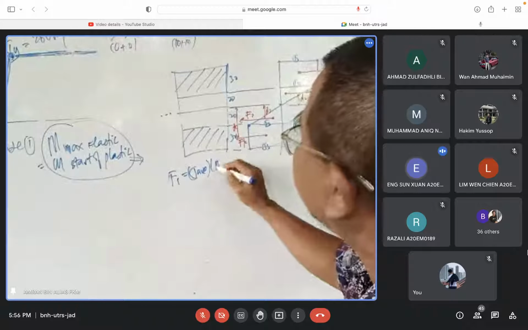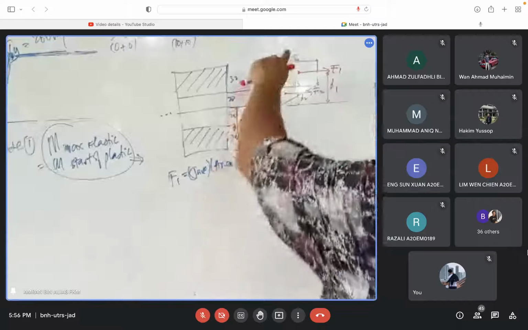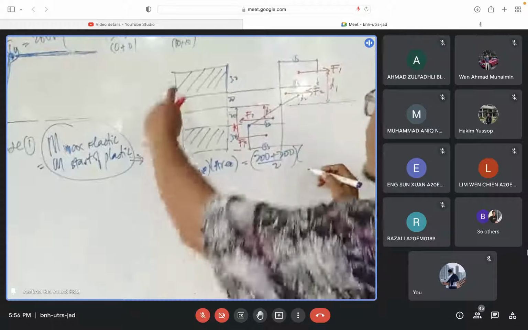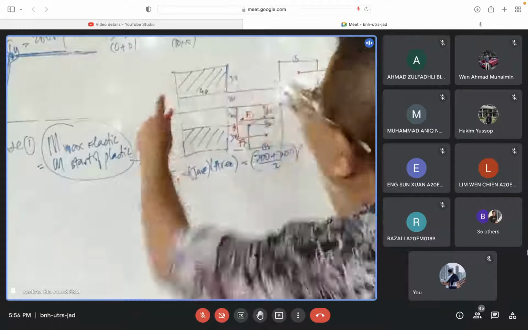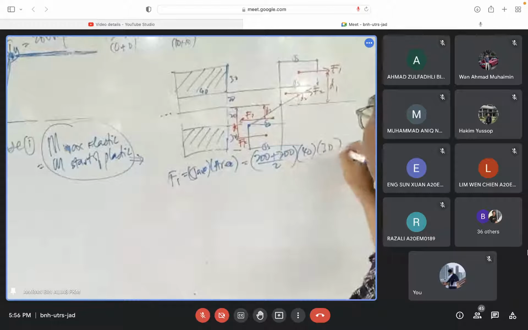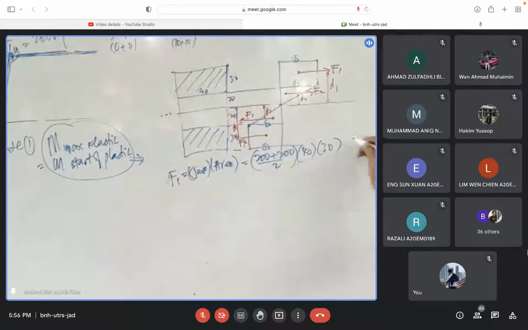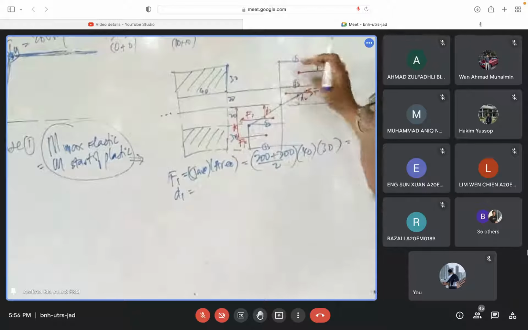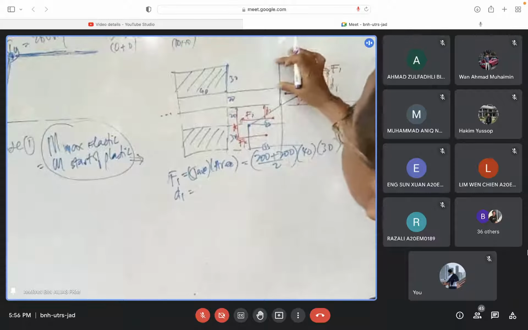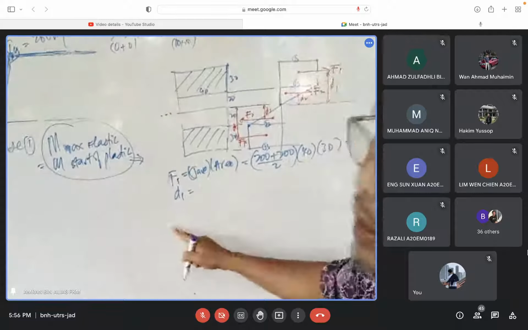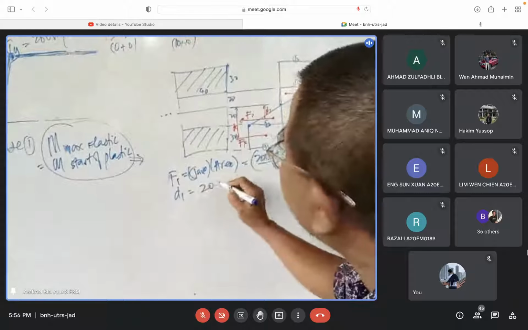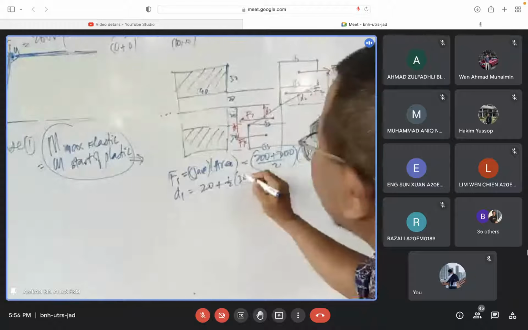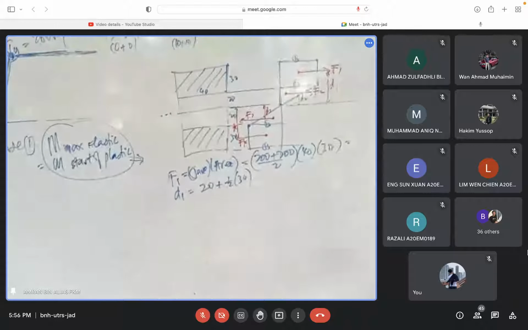Sigma average times area. So what is the average there? 200 plus 200 divided by 2. What is the area? 40 times 30. Got a value there. And then what is your D1? D1 there. So we know that's 20. This is 30. So how do we write the formula? 20 plus half of 30. So 35 there.